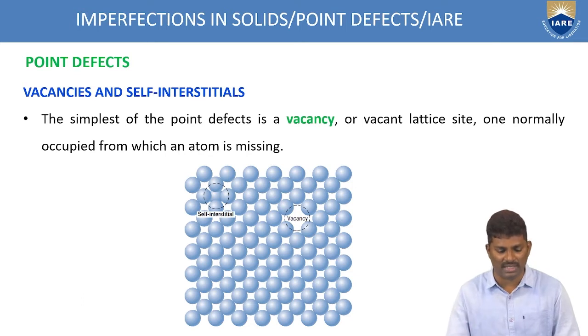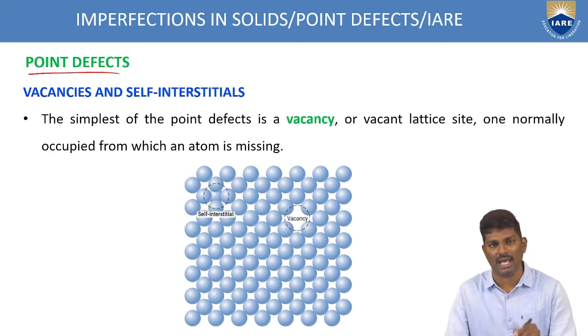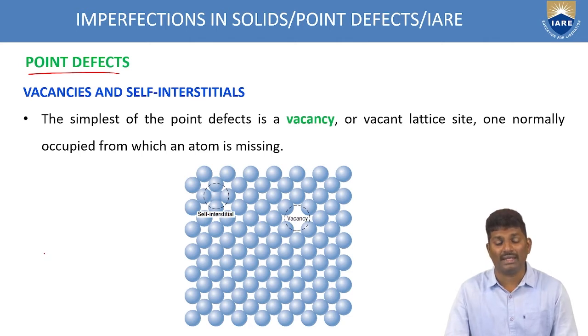Now you can see the simplest example here. The symbol of the point defect is a vacancy. So point defect comes under vacancy. Okay, so this is the point defect. That means there is some vacancy, some gap in the crystal structure. So a vacancy is a vacant lattice site normally occupied from which an atom is missing.